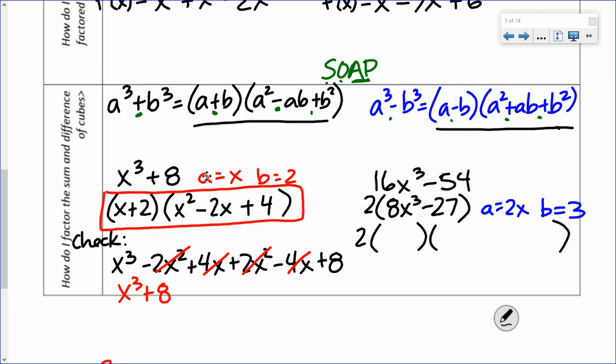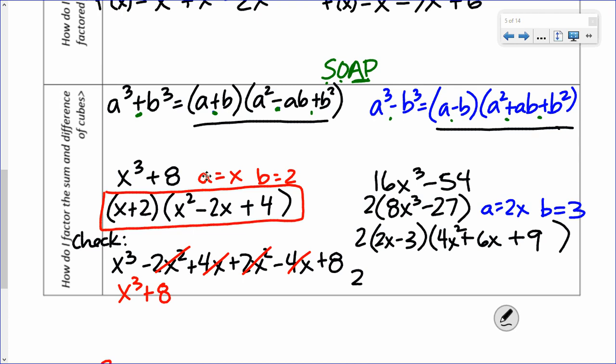Okay, so first I need a minus b. So that's 2x minus 3. Now, here's the sticking point. When I need a squared, I have got to square the whole thing, all of 2x. So this becomes 4x squared, because you have to square the x and you have to square the 2. Very easy to make a mistake there. I need plus a times b, so that's plus 6x. And I need b squared. b is 3, so I need plus 9. And again, I encourage you to check this by superfoiling it.